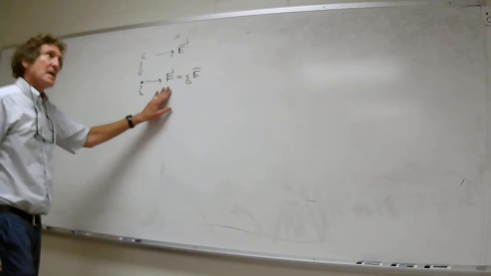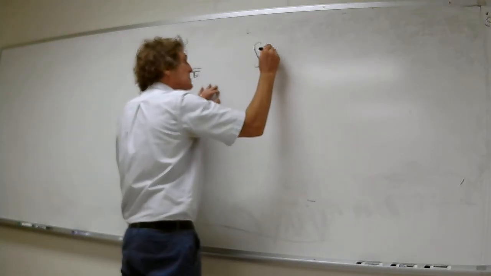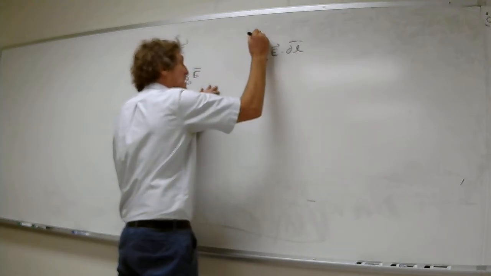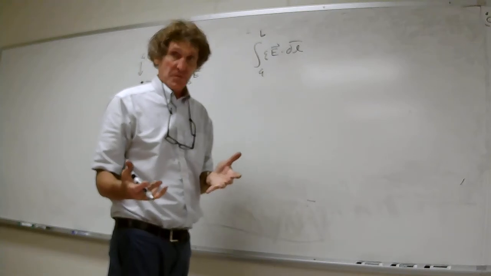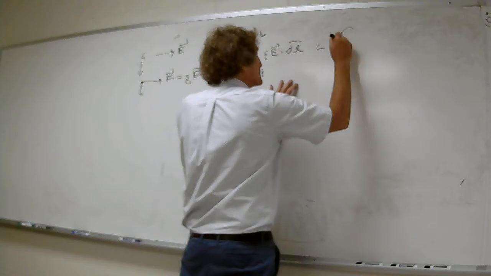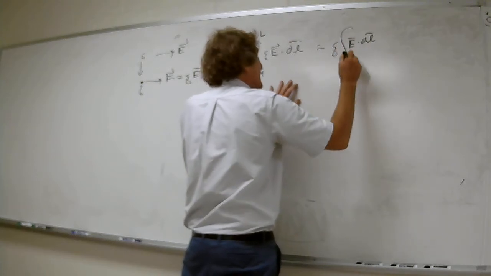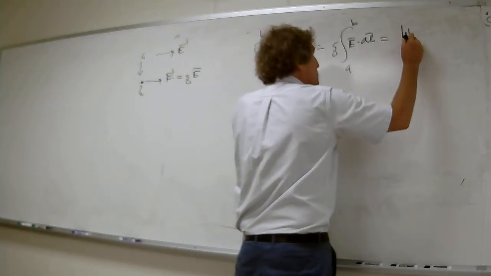So if I integrate the integral of QE, which is the force, dot dl, from A to B, that's positive work for the field. And that would be equal to Q times the integral of E dot dl from A to B. And we'll call that the work that the field does.